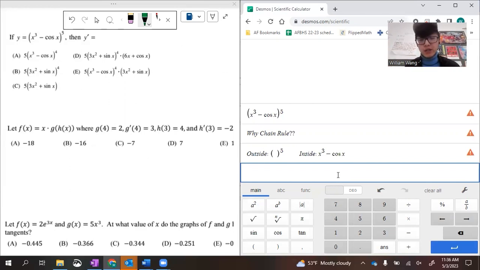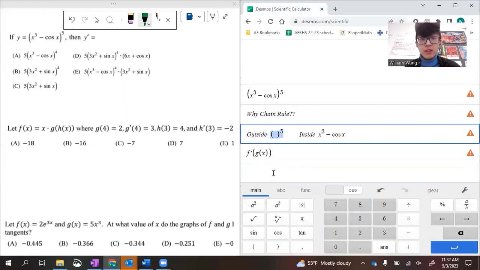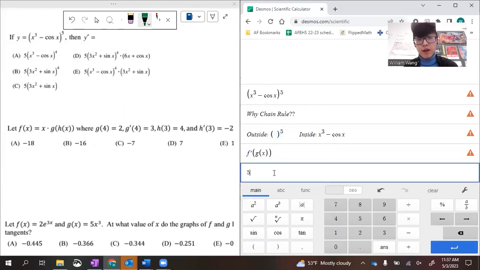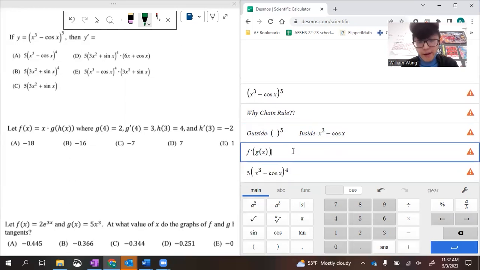All right, let's apply my chain rule. First the derivative of the outside, and I leave the inside the same. So let's do that. The derivative of this outside function is going to be a power rule. So 5 to the 4th, derivative of the outside. What do I do with the inside? Well, I leave the inside the same. So the inside is this x cubed minus cosine of x. I leave that inside.